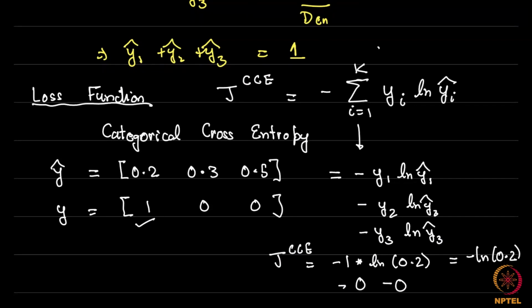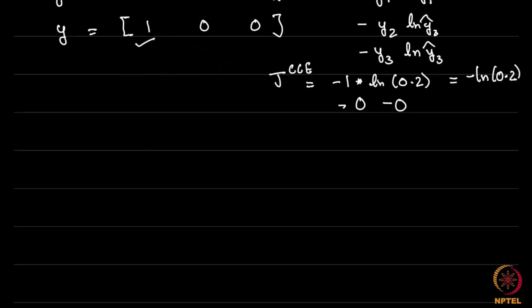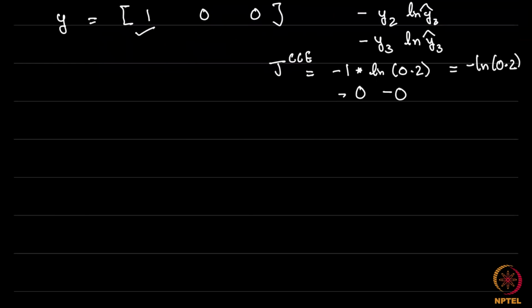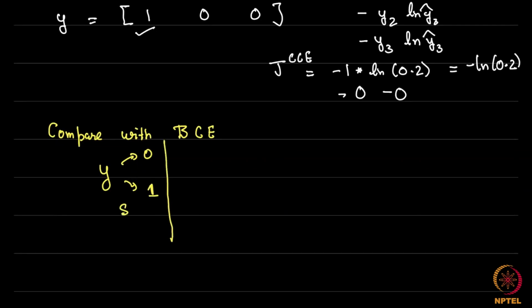Now I'm going to argue that even though it looks less complicated, it is almost exactly the same as the binary cross entropy. So we can compare this with the binary cross entropy case. Remember, in the binary cross entropy case, we had just two classes. Y was either 0 or 1. Now this was the scalar representation.